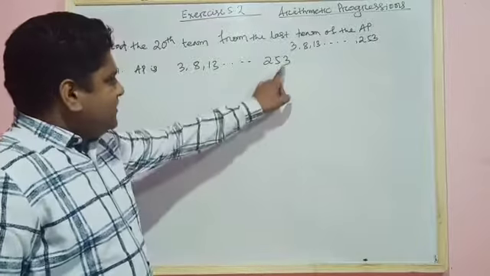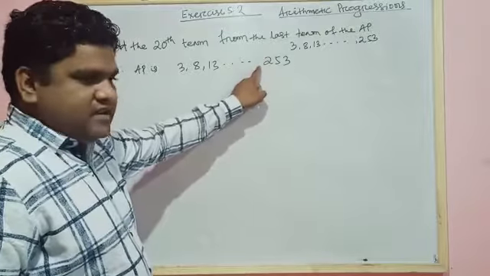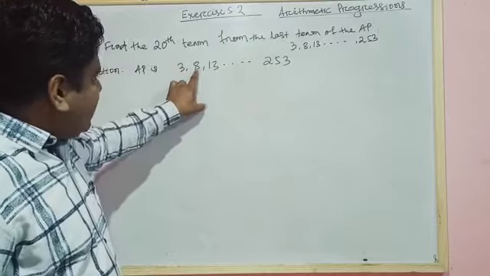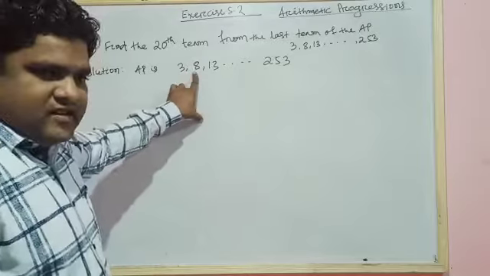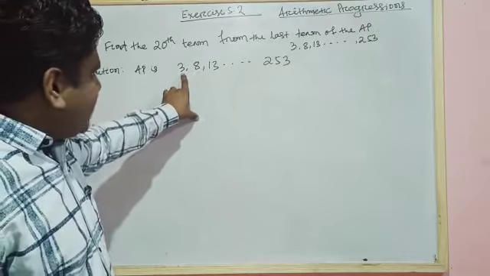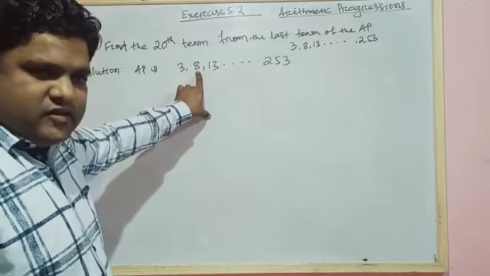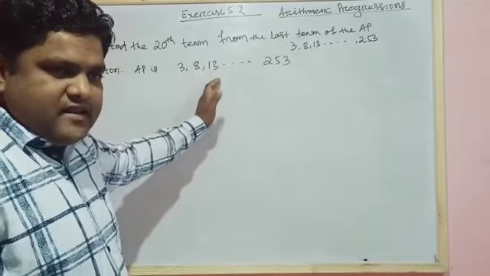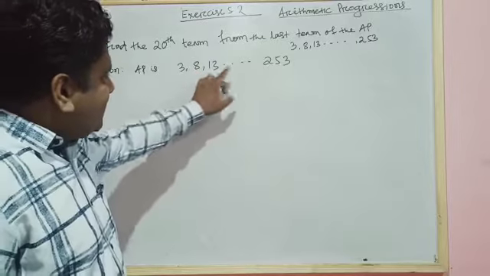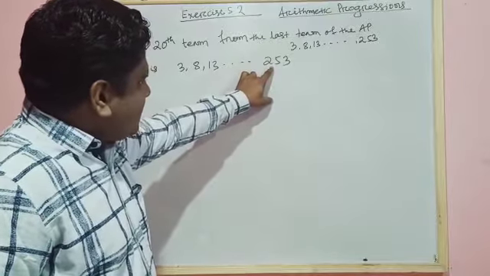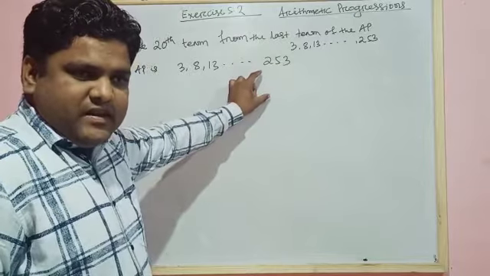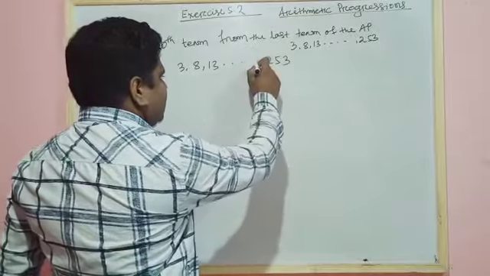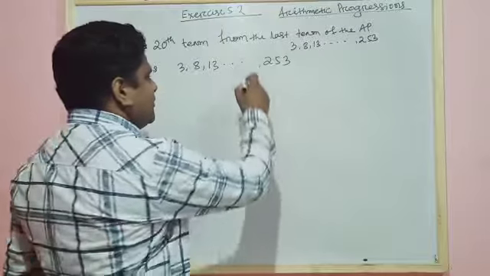From the last it will be 253. Next the previous term is, see here, 3, 8, 13. How much is it increasing or decreasing? 8 minus 3 is 5. 13 minus 8 is also 5. So the common difference from left to right, or from the start, is 5. So the previous term of the last term will be 5 less than the last term. What will it be? 253 minus 5 will be 248.